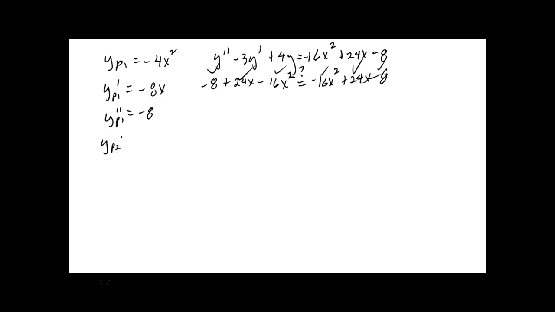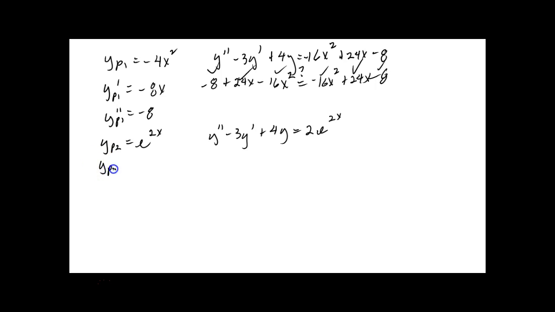Verify this one. yp2 is equal to e to the 2x. Okay? Is that a particular solution to y double prime minus 3y prime plus 4y? That looks familiar, doesn't it? But this time it's equal to 2e to the 2x. Okay? Again, how do we do this?